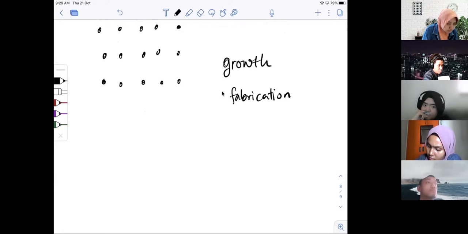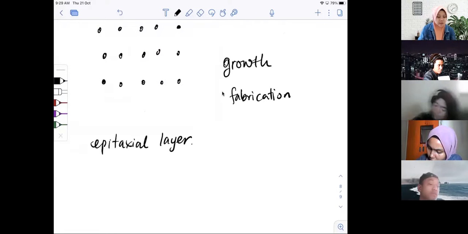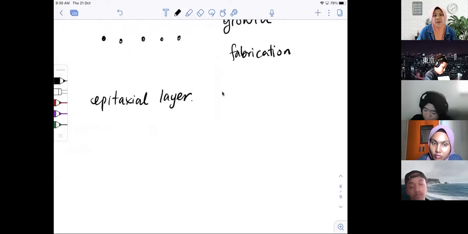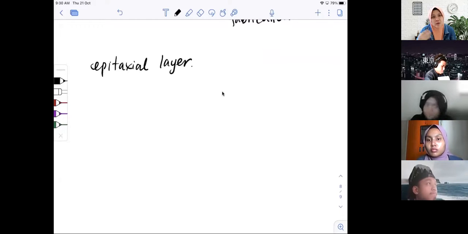Now I want to introduce you to another term. We call it epitaxial layer. Epitaxial layer just means layers of semiconductor. So whenever you need to imagine how we make this semiconductor material, how do we design it as an engineer? How do we make it p-type, n-type? How do we do that?